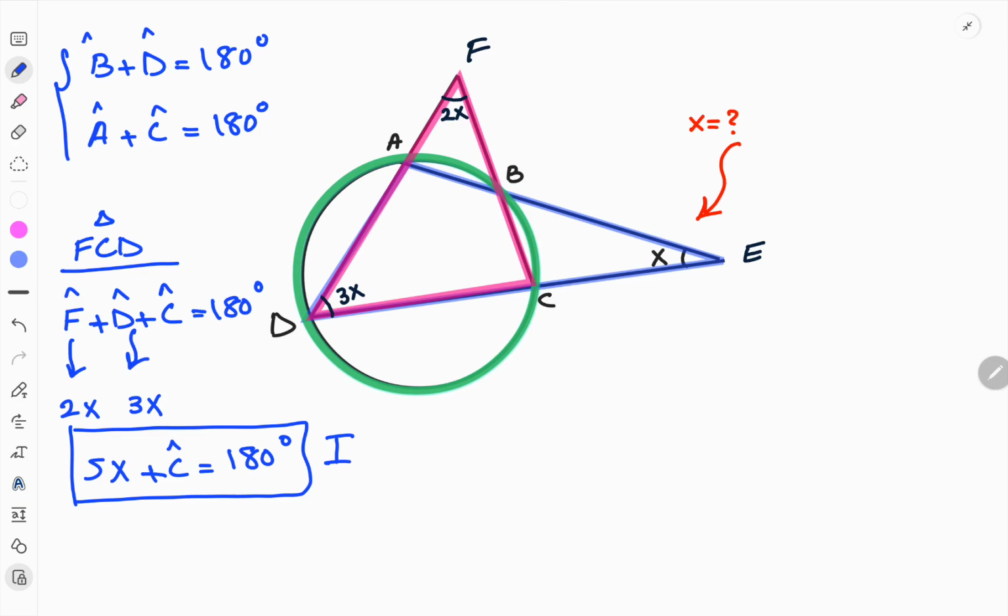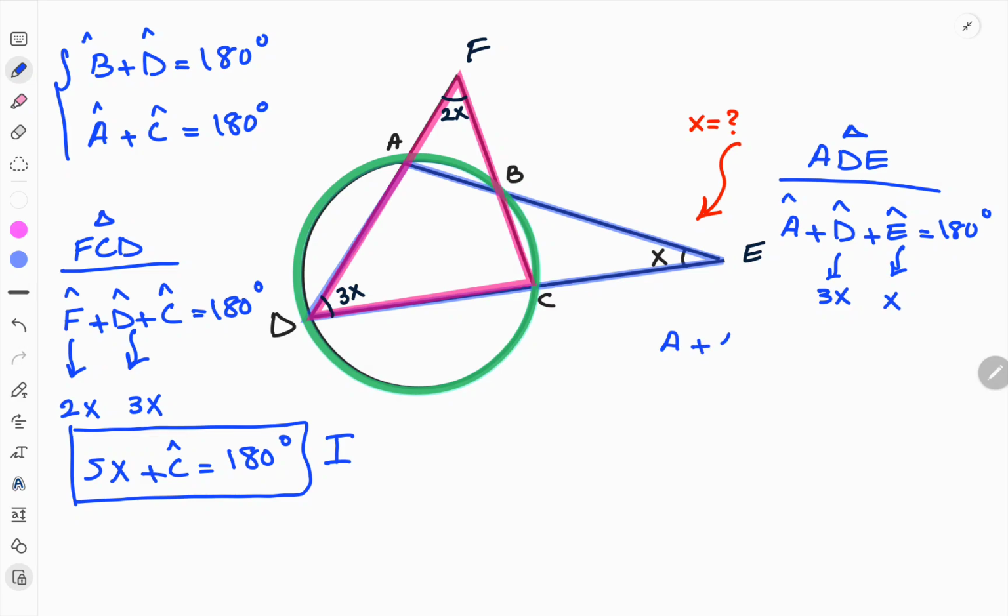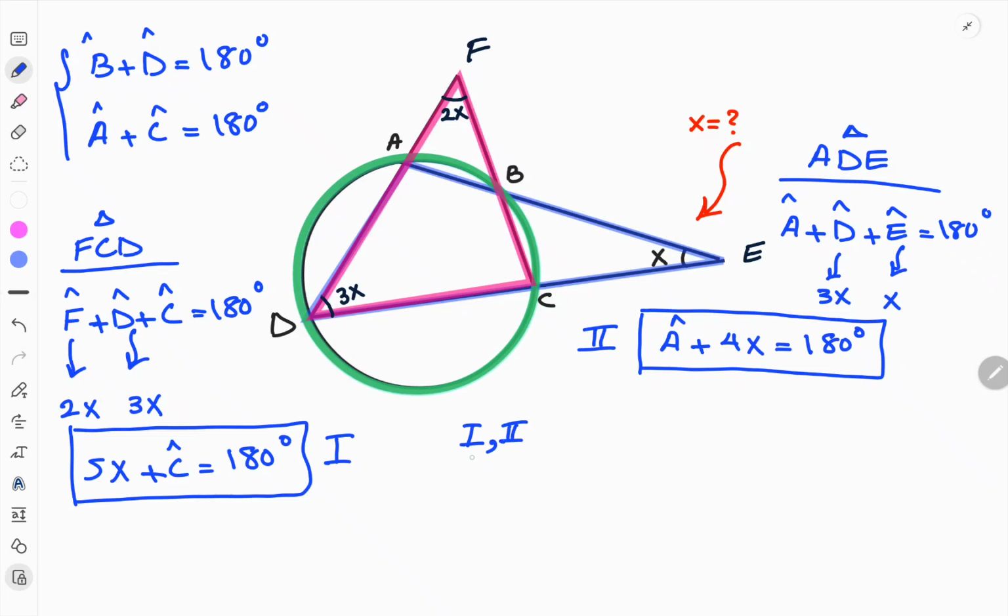And then we have another triangle which is ADE, and the sum of three interior angles, meaning A, D, and E, would be 180 degrees. And D is 3x and E is x. By simplifying this equation, we have A plus 4x equals 180 degrees. The second equation. So we have a system of equations, 1 and 2.